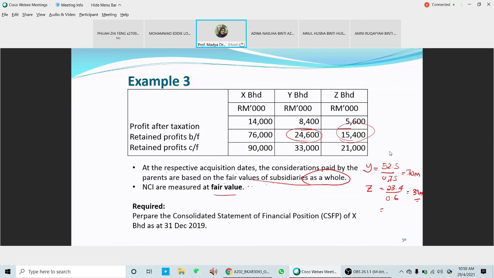And then the NCI is measured at fair value. So that means that we're going to have a goodwill for both parent and NCI. Okay, so the question needs to prepare the consolidated financial position.